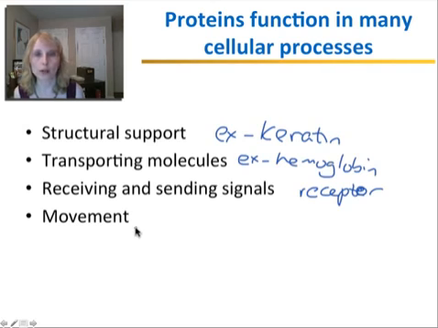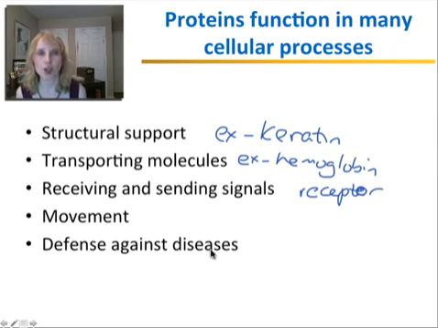Proteins can also function in movement. You have some proteins that can move chromosomes during cell division. Other proteins will move vesicles throughout your cells. And even your muscles: for your muscles to be able to move, you have certain proteins that have the ability to contract to move your muscles.